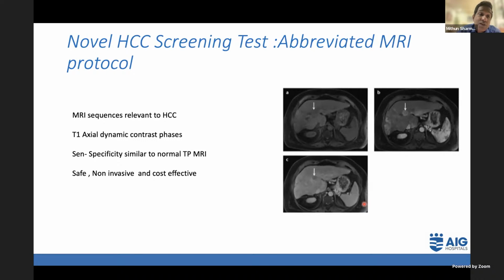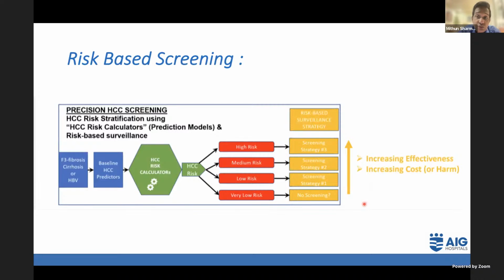Here we take MRI sequences relevant to HCC. The T1 axial contrast phases are taken. The sensitivity and specificity are found to be similar to a normal triphasic MRI. Data are emerging and people are using it. It is considered to be safe, time-saving for the radiologist, non-invasive, and a cost-effective screening tool.